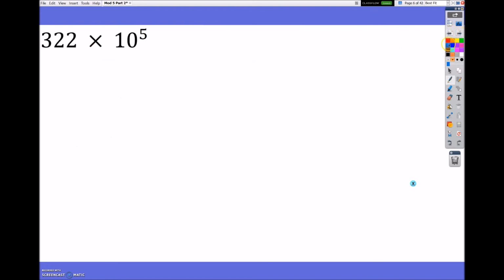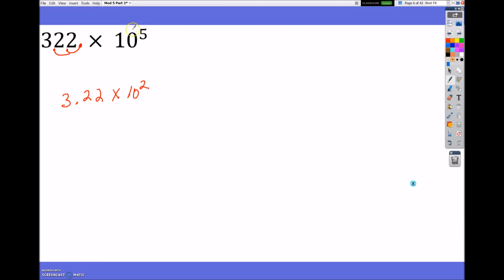So let's go ahead and do one more as well. I have the decimal right here. It's invisible. I'm going to write this in scientific notation by moving it 2 spots to the left. This would be 3.22 times 10 to the second power. I know it's the second power because in order to make this 322, I would have to move the decimal 2 spots to the right.